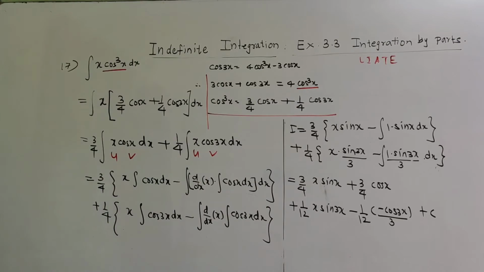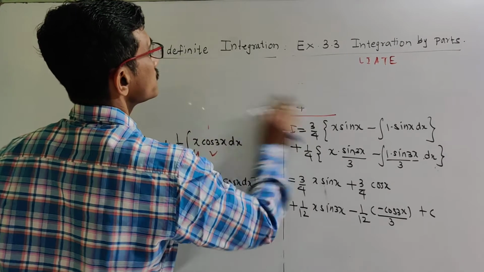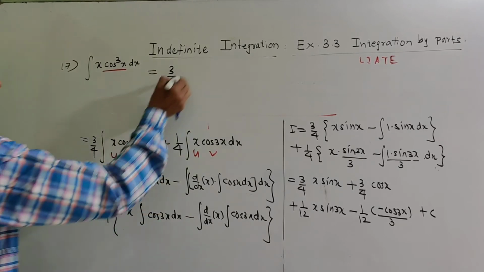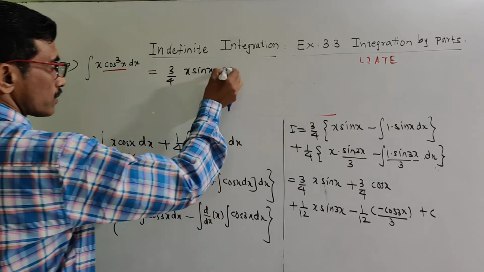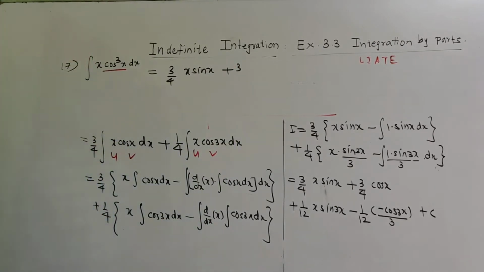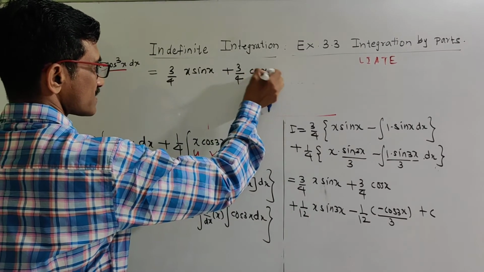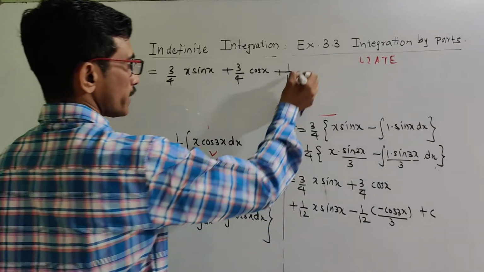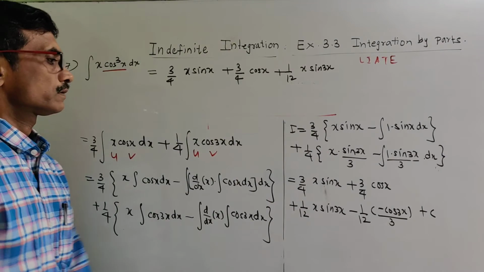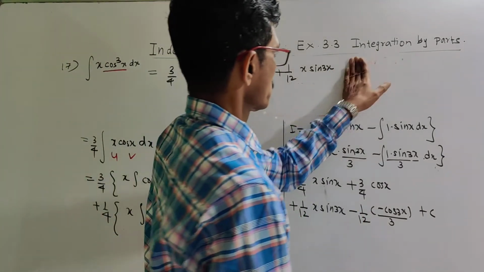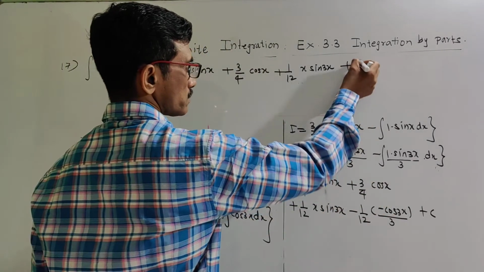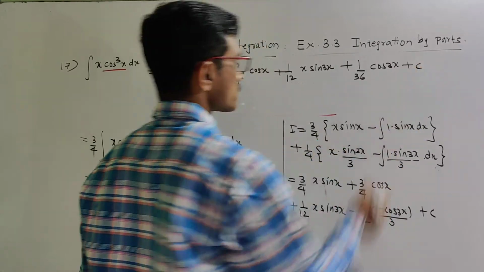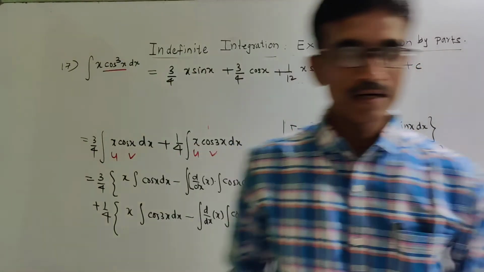So our last answer will be, we can write the last answer as 3 by 4 x sin x, 3 by 4 cos x, then 1 by 12 x sin 3x, and this is minus of minus will be plus 1 upon 36 cos of 3x plus c. So long answer, but very interesting question.